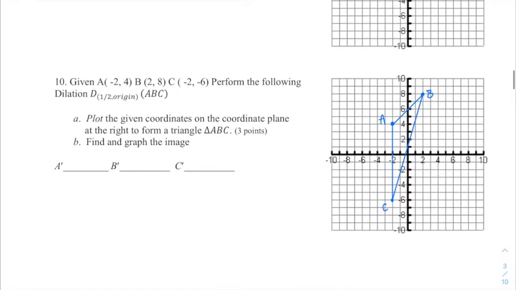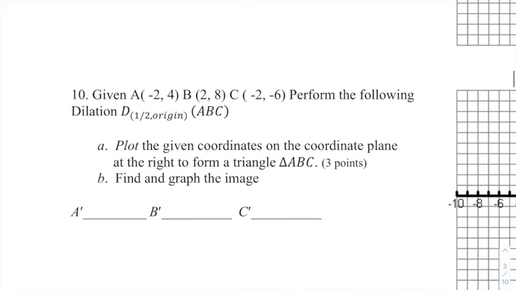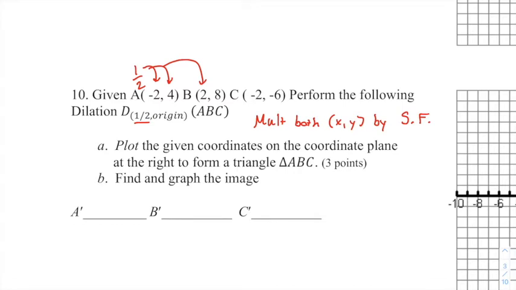Moving along here, number 10. I think I got a dilation here. So capital D, that's a dilation. Dilations are rather easy because all you need to do here is multiply both X and Y by your scale factor, which in this case they're giving us a scale factor of 1/2. So I'm literally going to multiply everything here by 1/2. 1/2 times 2, 1/2 times 4, 1/2 times the other 2, and so on right there. So A prime will be -1 comma 2. It's basically half of those values. B prime will be 1 comma 4. And then C prime, -1 comma -3.